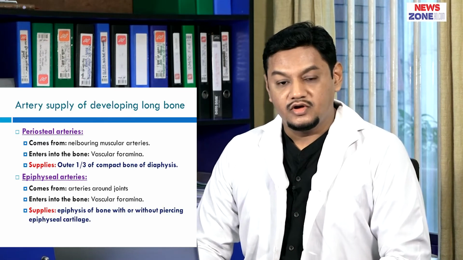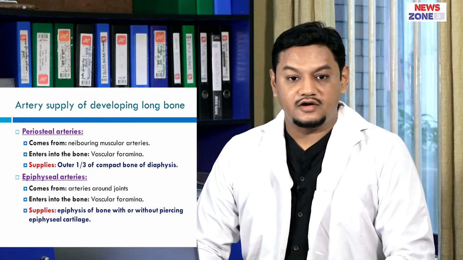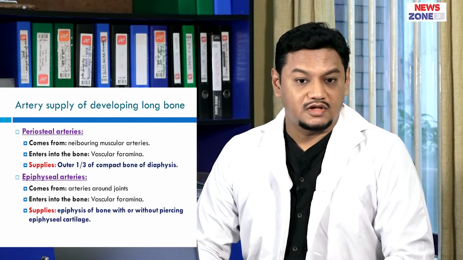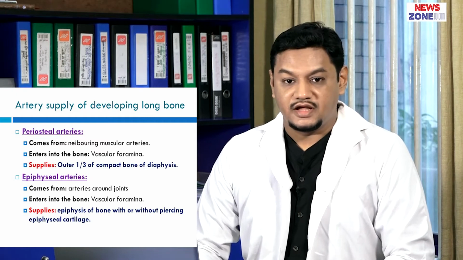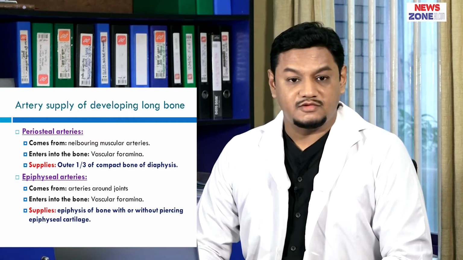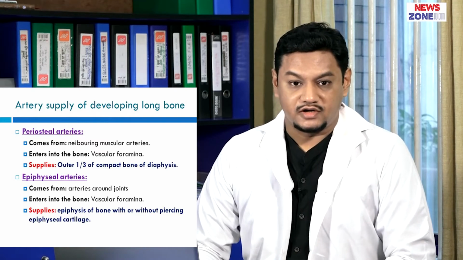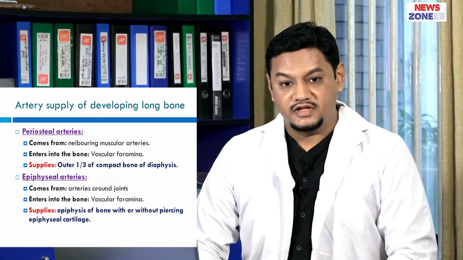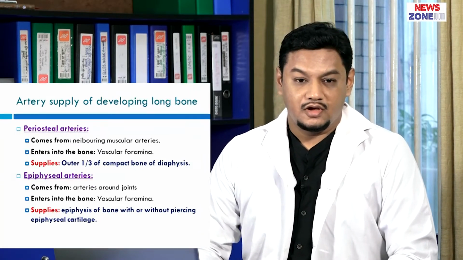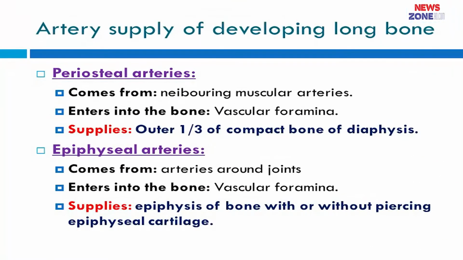We already know that the nutrient artery is supplying the inner two-thirds of the compact part, so the outer one-third will be supplied by the periosteal arteries. These will be very small arteries coming from the exterior, and the source of the periosteal arteries is the neighboring muscular arteries. Now the epiphyseal arteries. These arteries are also coming from the arteries around the joint. Around the joint there are always some anastomotic arteries, and those arteries are coming from the neighboring systemic arteries or from the muscular arteries.